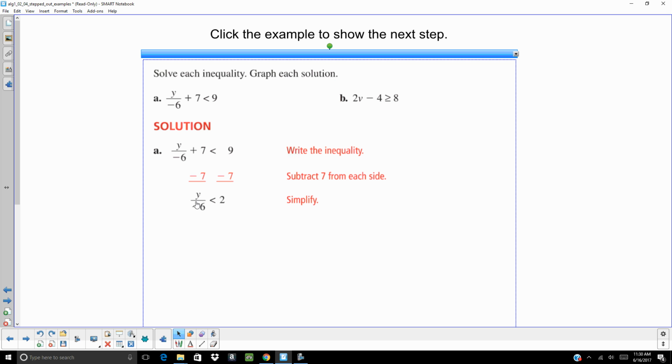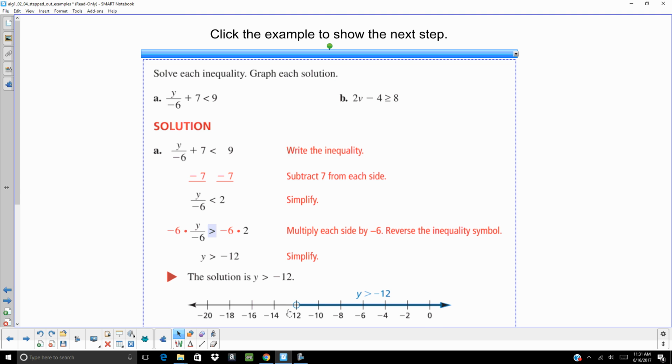Then I said, well, how am I going to get rid of that minus 6? Well, it's a division, and the opposite of division is multiplication. So I'm going to multiply both sides by negative 6. And then I realized, hey, I am multiplying by a negative. I'm going to have to flip the direction of that inequality. So that less than becomes a greater than. If I'm going to make a mistake, that's where I'm going to make my mistake. Be careful of that. And I'm going to get y is greater than negative 12.